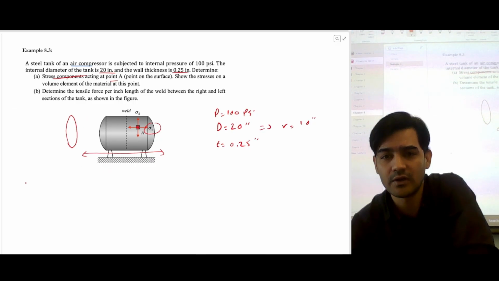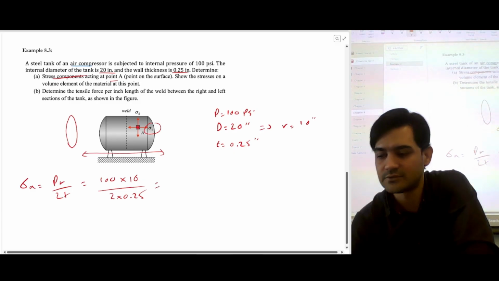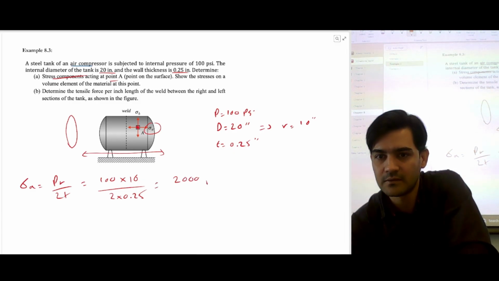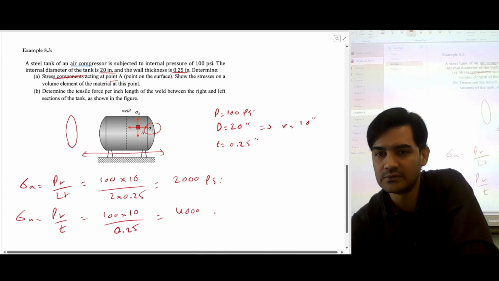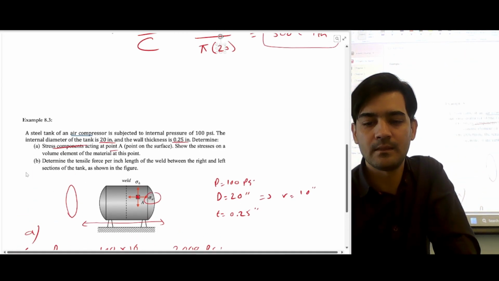So we can calculate. So axial stress is PR over 2T, P is 100, R is 10, 2 into 0.25. So that's what you're going to get, 2000 psi, right? And hoop stress is PR over T, which is 100 times 10 over 0.25. You're going to get 4000 psi. So that's our A part.